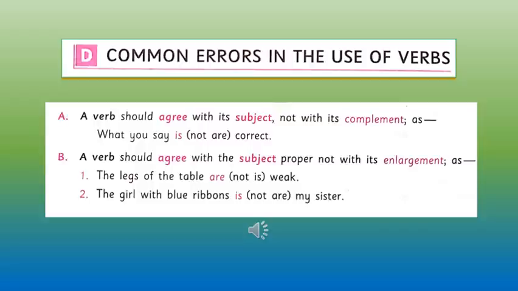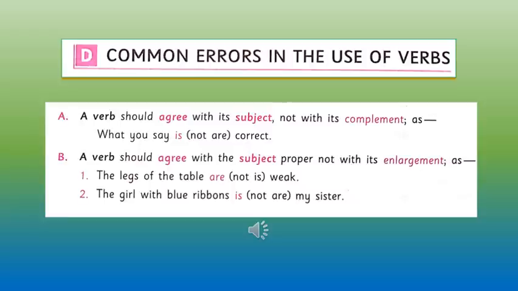Second one: a verb should agree with the subject proper, not with its enlargement. Example is given: the legs of the table are weak, and in brackets it is given not is. Here we are speaking about the legs of the table, not about the table. Legs is a plural subject. Table is singular, but we are speaking about legs, which is plural. So a plural verb we have to use. That is why we have used are here.